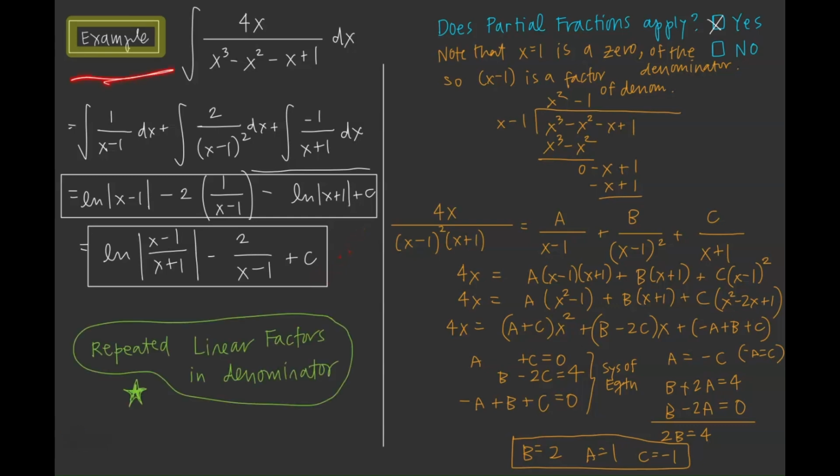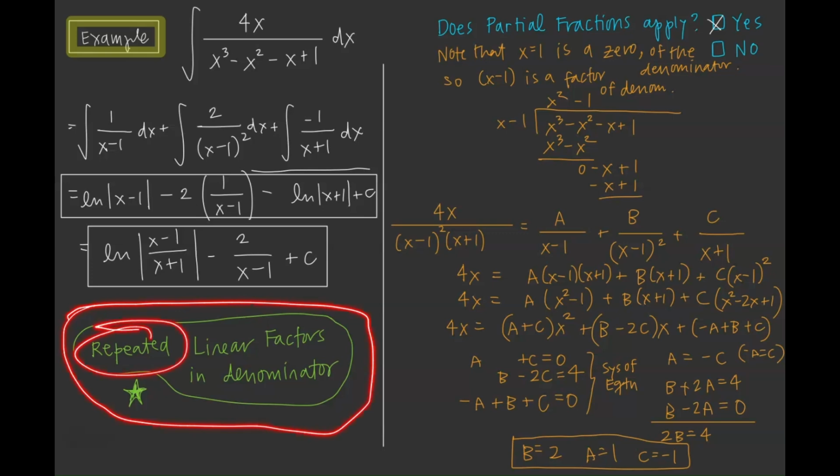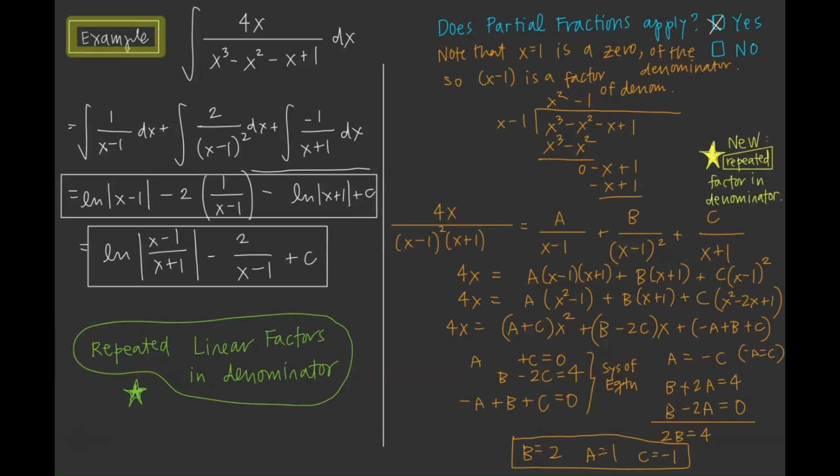So this example was slightly more complicated than the last one because we had a repeated linear factor in the denominator. So this repeated factor in the denominator shows up right here. We had 2 of the x minus 1s. And because of that repeated denominator, the partial fraction decomposition works a little bit differently. You have to have 2 instances of it just building up to that repeated factor. And that will be true anytime you have a repeated linear factor in the denominator.